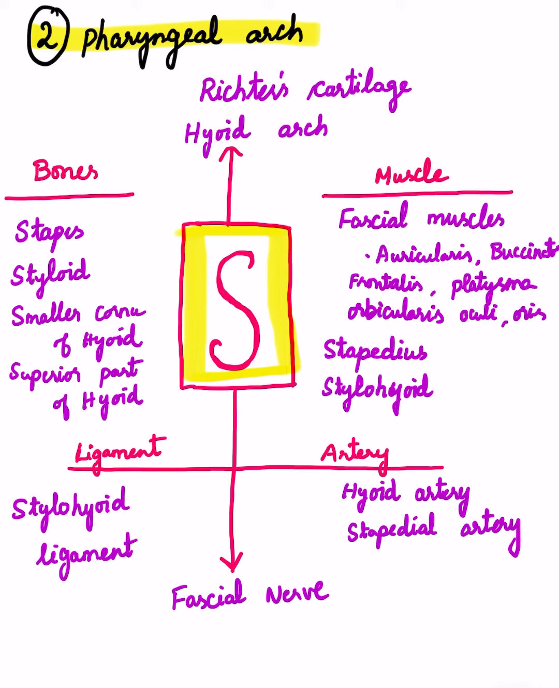The second pharyngeal arch is also called the hyoid arch, as the smaller cornu of the hyoid bone is derived from the second pharyngeal arch. And from the mnemonic S, it may represent a dollar symbol, so it is Reichert's cartilage. It is also called Reichert's cartilage.